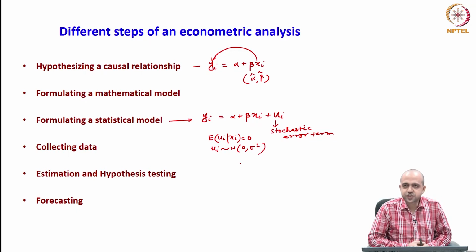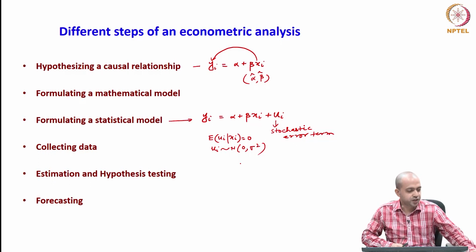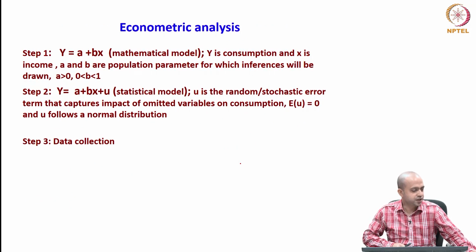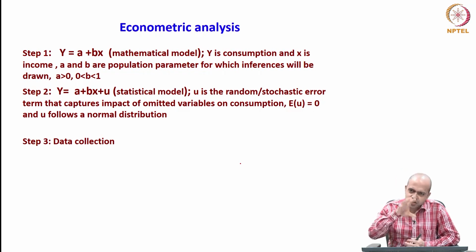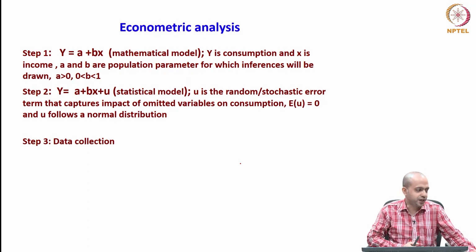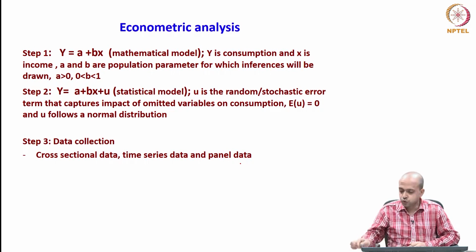Once you formulate the statistical model, the next step is collecting the data, okay, data collection. When you are interested in estimating a consumption function, you need to collect the data on income and consumption. And how do you collect data? That means data structure. There are three ways by which you can collect data: cross sectional data, time series data and panel data.